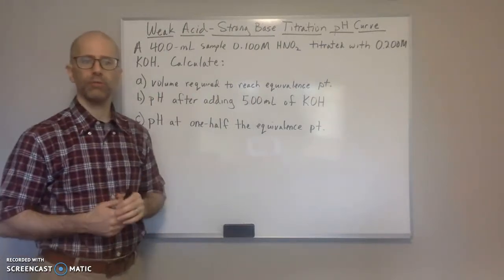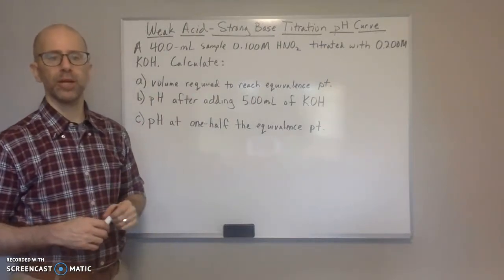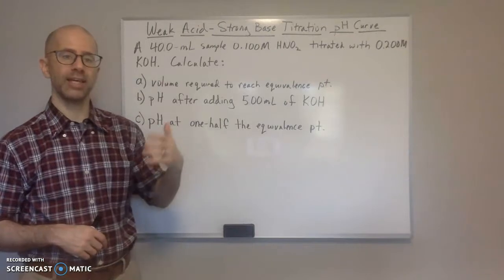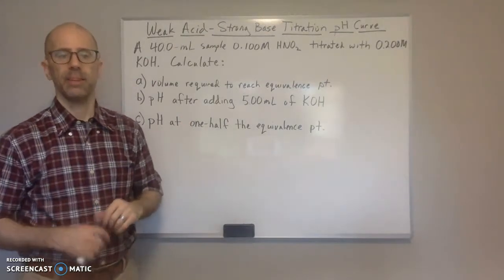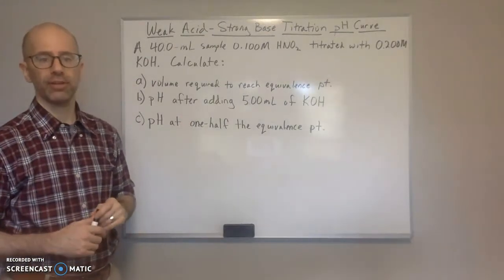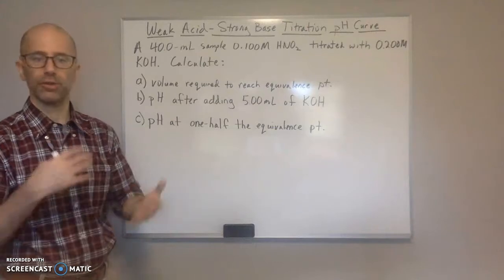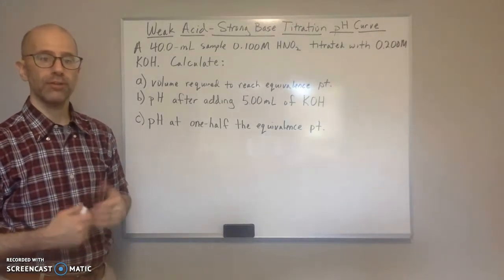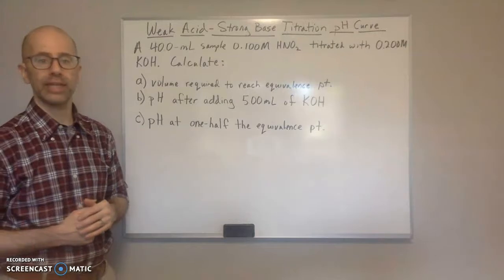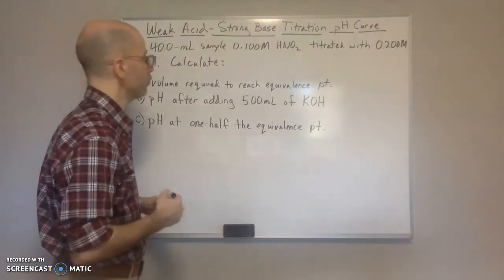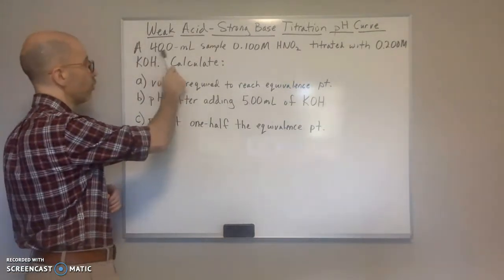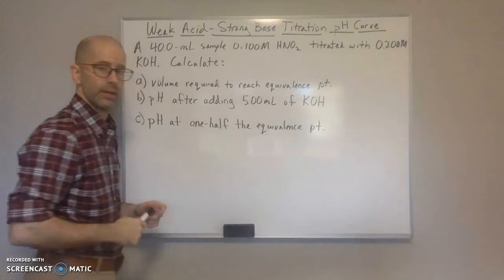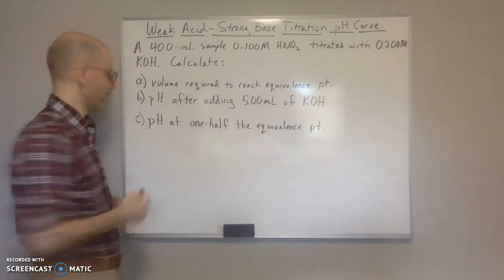Okay, so what is the equivalence point? The equivalence point is where the moles of the base added is equal to the moles of the acid you are titrating, and vice versa if it was the other way around. So the first thing we need to do is find the total number of moles in the acid. And so we're going to use the volume and the molarity to calculate the moles of acid.